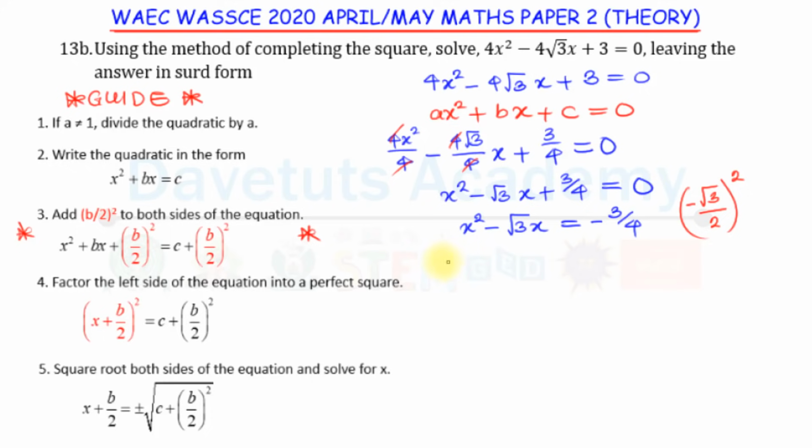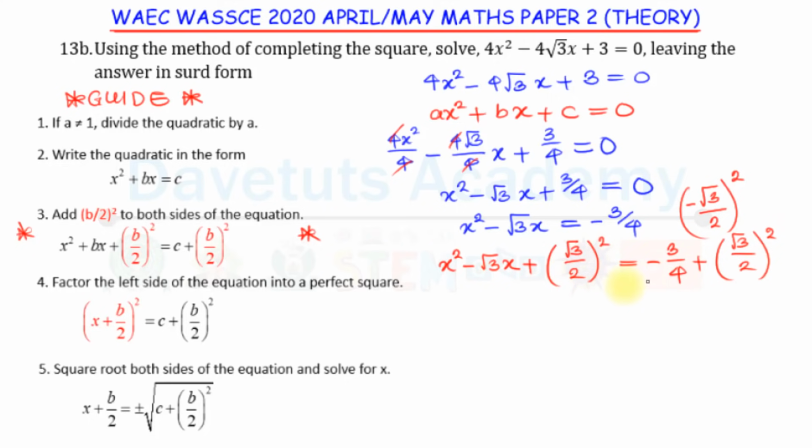If we do that, we have x squared minus root 3x, plus, now when you have a negative number raised to power 2, that negative becomes positive, because the negative number multiplies itself to take effect of the square. So it is the same as saying we have root 3 over 2, all squared, is equal to, on the right, minus 3 over 4 plus root 3 over 2, all squared.